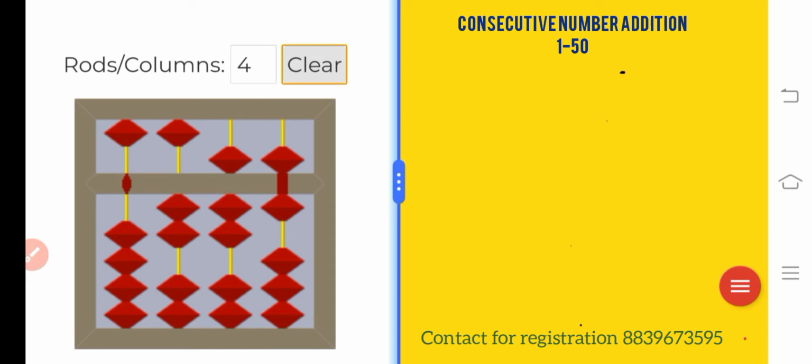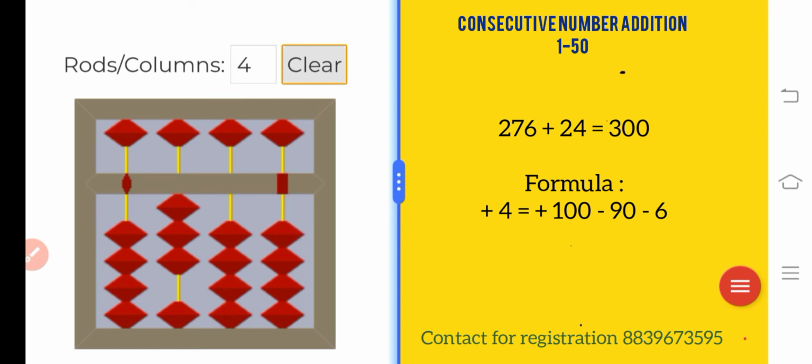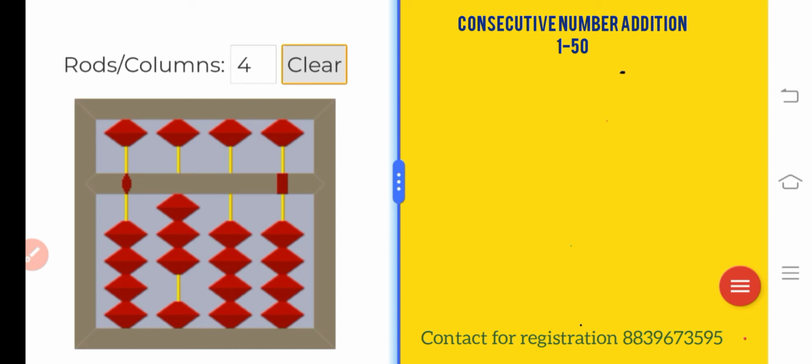Now for adding 24, we will add 20 first in the tens place, and for 4, what will we do? We can't add 4 in the ones place, so we will move to the tens place. We also don't have the beads to use the formula, so we will move to the 100 place, that is plus 100 and minus 90. The friend of 4 is 6. So what answer do we get? 300. Now for adding 25, it's very simple.